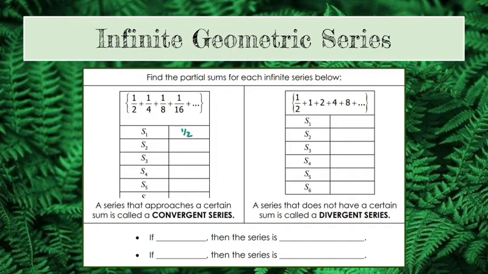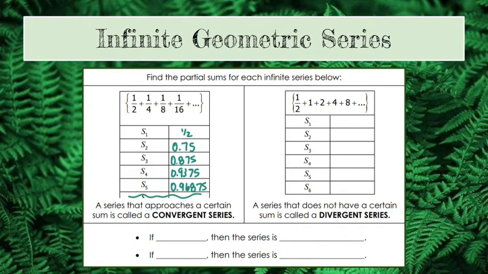So 1/2 plus 1/4 is equal to, we're going to go into decimal form, 0.75. And then S3 is the sum of the first three terms. So we're just going to continue on in that pattern. We're going to get 0.875. Then we're going to get 0.9375. And then we're going to get 0.96875. And don't worry about that down there.